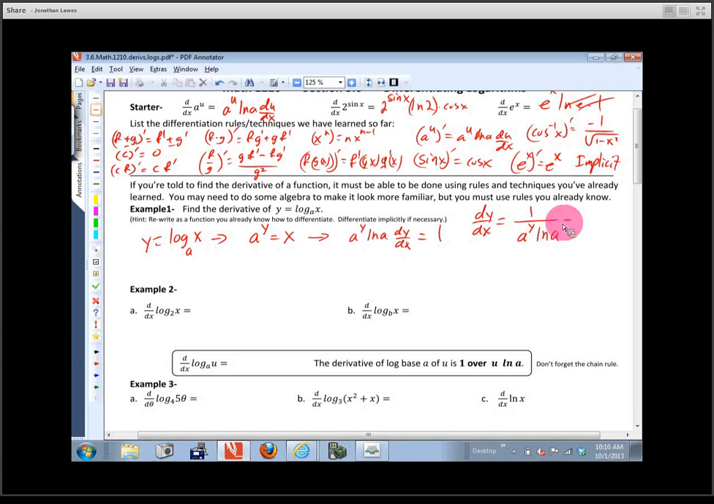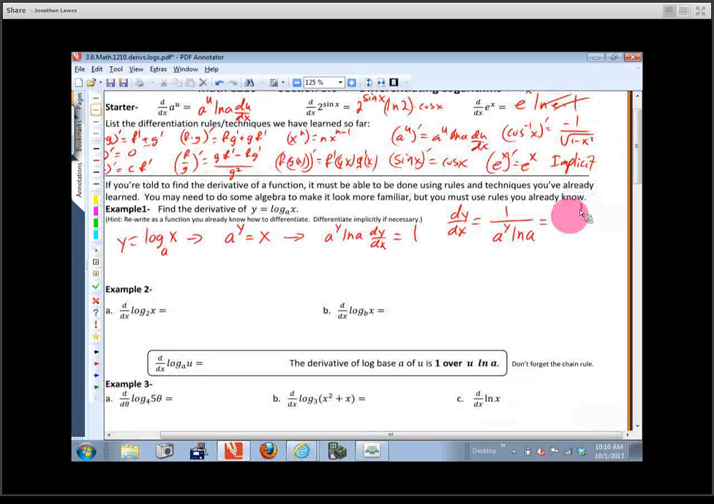So here's what I've got. Let me slide this over. I've got 1 over, this is going to be a. What am I putting in place of that? Log base a of x, and then I've got this ln a right here. And where Zach jumped to was dy/dx is equal to, well, the 1 isn't going to change, a to the log base a of x. What does exponential base a and log base a have to do with each other? They're inverses of each other. So what is this? Just an x, and that is an ln a, and right there is the answer.